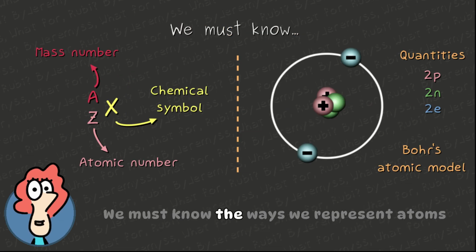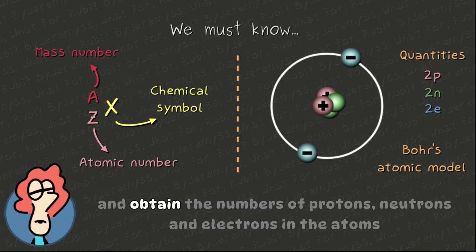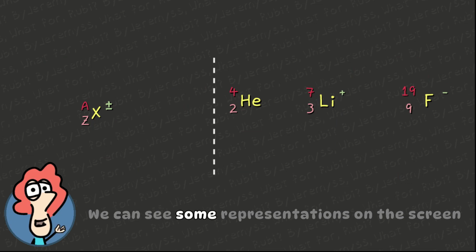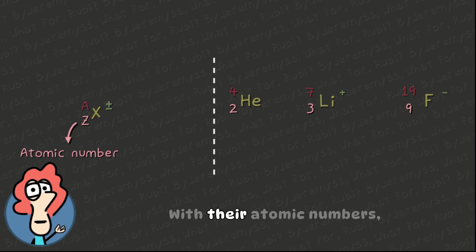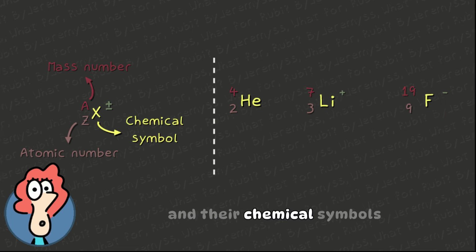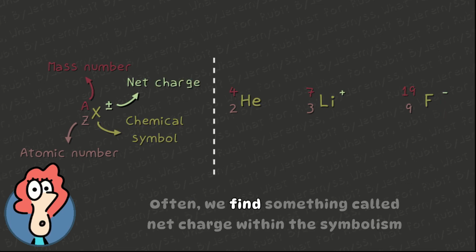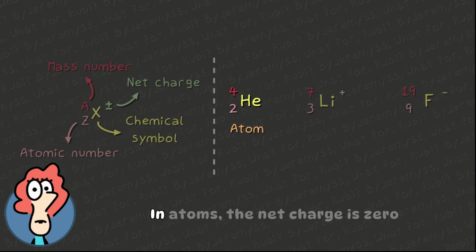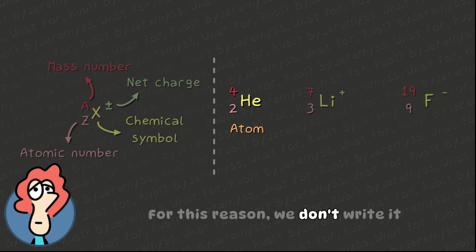We must know the ways we represent atoms and obtain the numbers of protons, neutrons, and electrons in the atoms. We can see some representations on the screen, with their atomic numbers, their mass numbers, and their chemical symbols. Often, we find something called net charge within this symbolism. In atoms, the net charge is zero. For this reason, we don't write it.